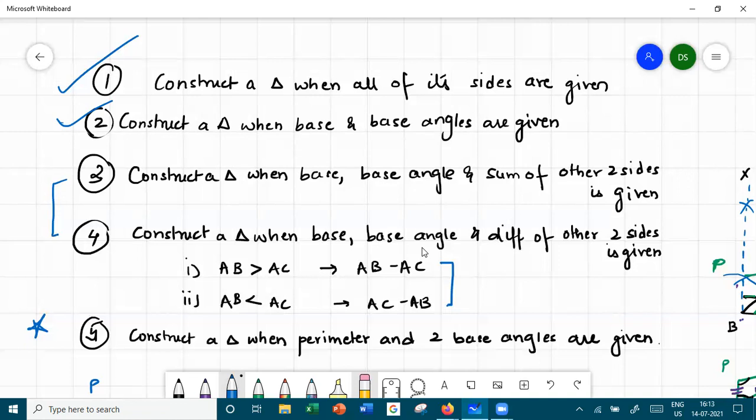Okay. The third one is: construct a triangle where the base, one of the base angles, and the sum of the other two sides is given. So this one will have a little bit of justification also, which I will explain. Right. Okay, let us take an example. I hope you all are noting these headings down also. So take the third one down. Can you wait for 2 minutes? I'm noting down the question. Yes, I'll wait.